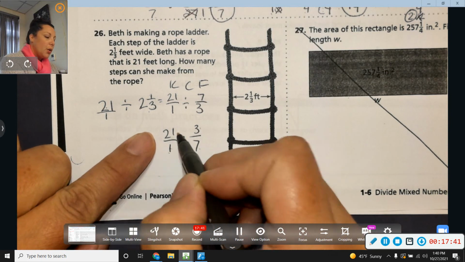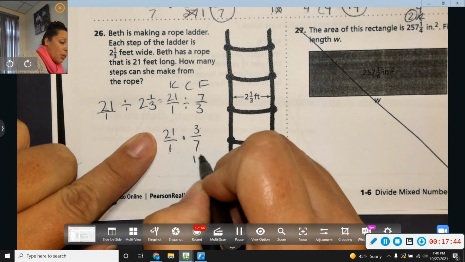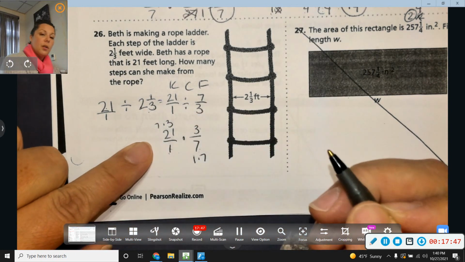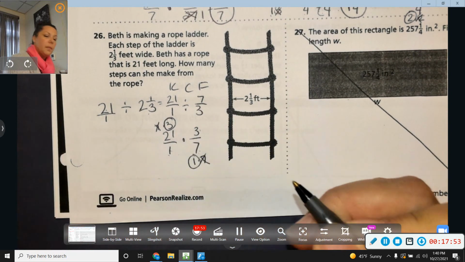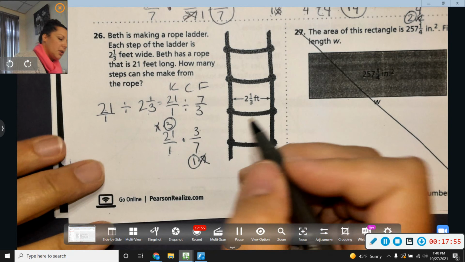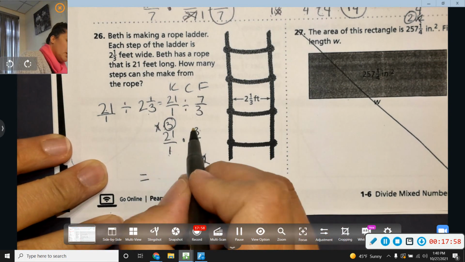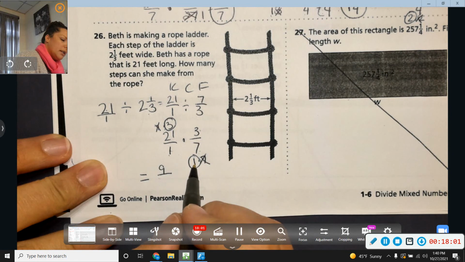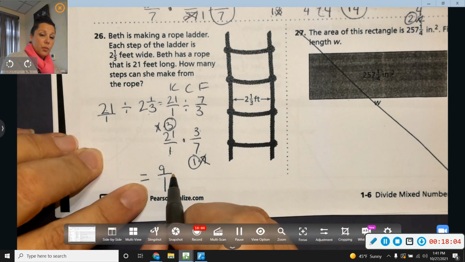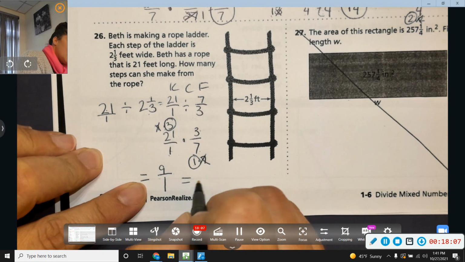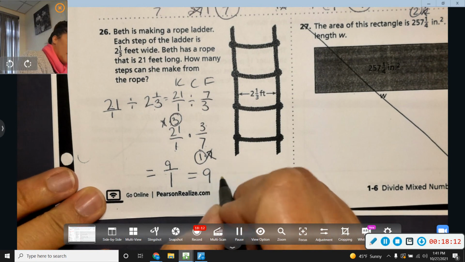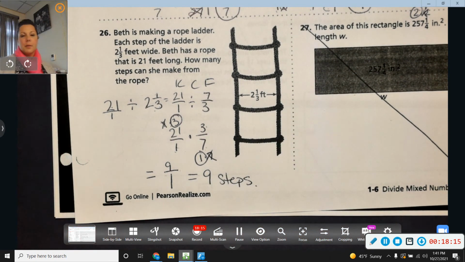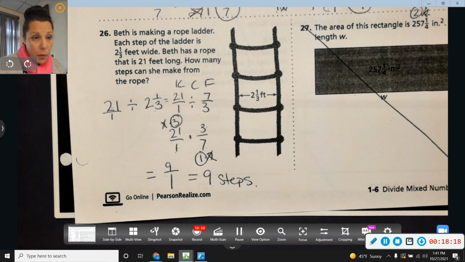1 is as small as it goes, but 21 and 7 do. So 1 times 7, and 7 times 3. Cross off my 7's, and keep my other number. So now I have, I'm just going to write it down here, 3 times 3 is 9, 1 times 1 is 1. I want you to recognize that 9 over 1 is the same as 9, and we're talking about how many steps she can make, so 9 steps.